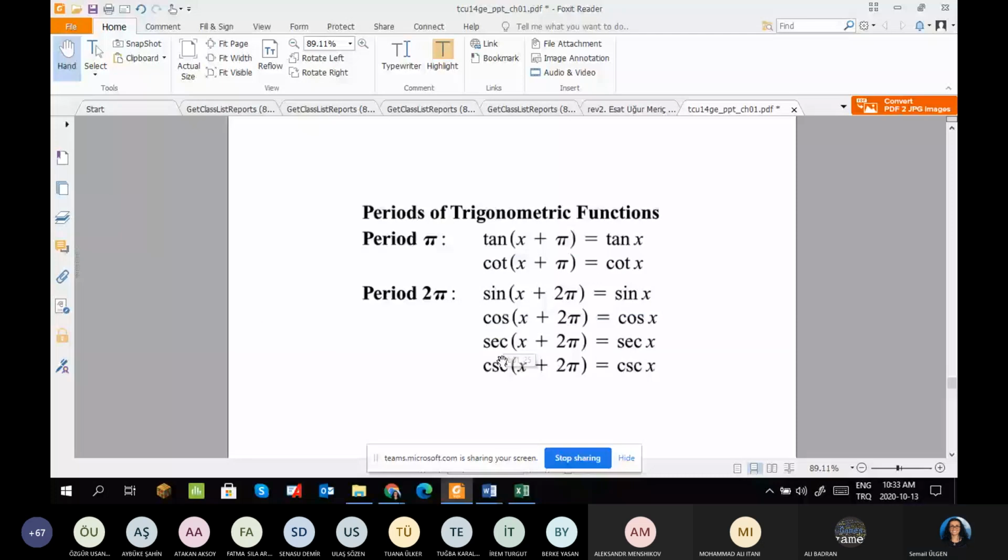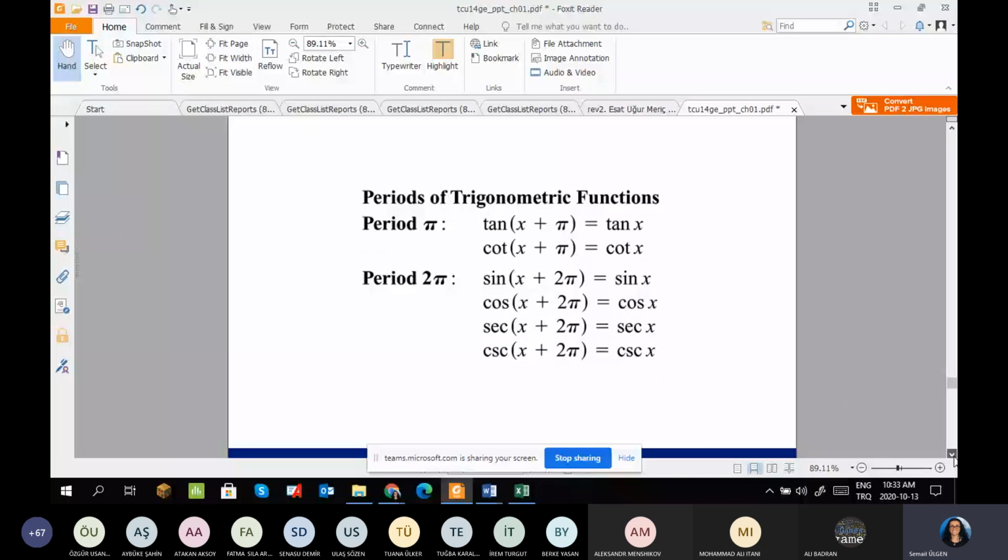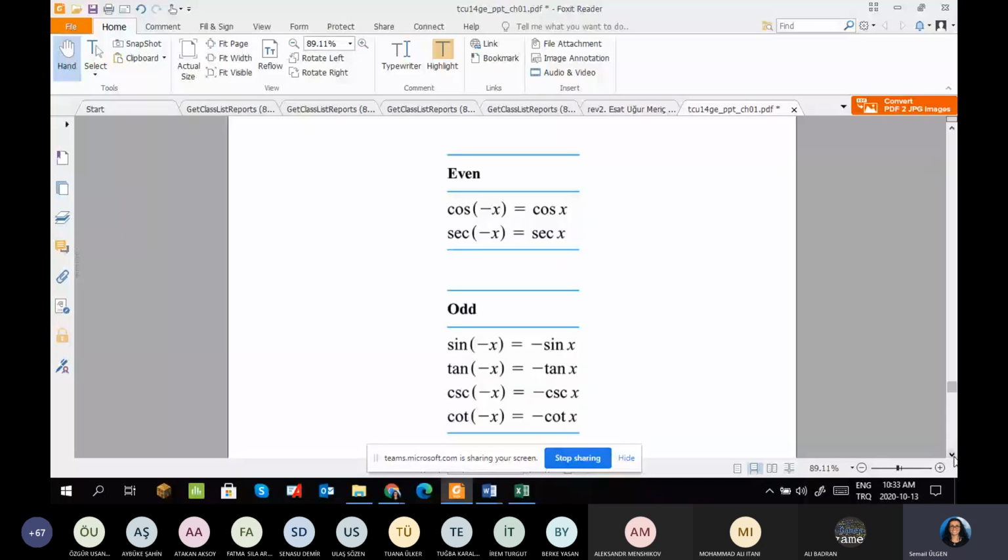All right, and then an even function, odd function. Cosine and secant, which is 1 over cosine, are both even functions because cosine is even. On the other hand, sine, tangent, cosecant, cotangent, these are all odd functions. Okay, it's good to remember that.